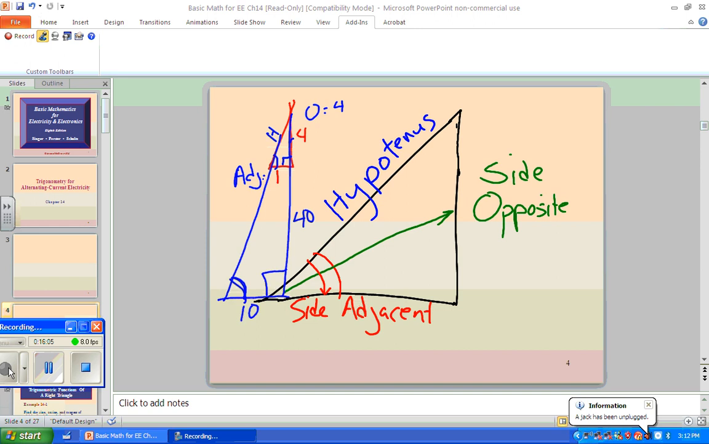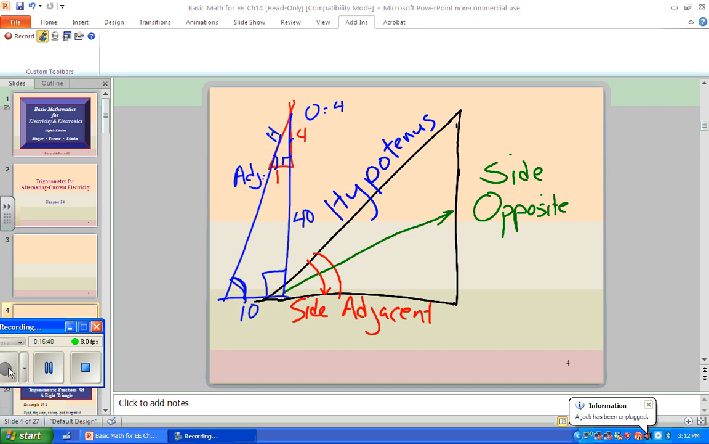Now, let's look at our triangle. We can scale this up and we can scale it down, but the ratio between the hypotenuse and the side adjacent, or the hypotenuse and the side opposite, or the adjacent and the side opposite, stays the same. We see a 4-to-1 ratio here in the little triangle. That same ratio, if you break it down, 40 to 10, is the same ratio, is it not?